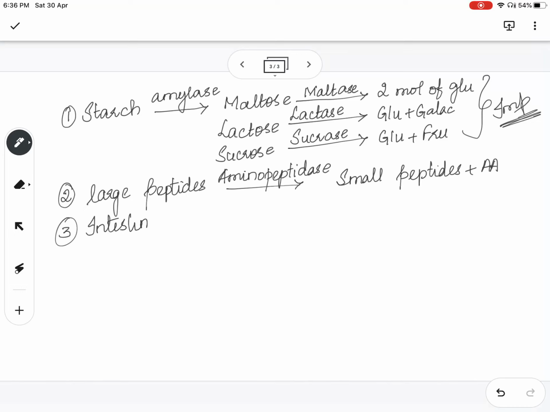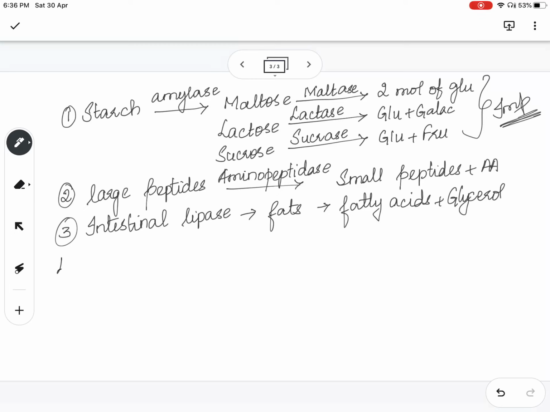Then there is also the third one, that is intestinal lipase. Even in the stomach there is gastric lipase present. Over here, intestinal lipase is going to help in fat digestion, which converts fats into fatty acids and glycerol.